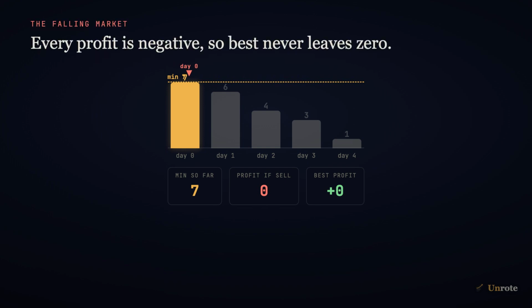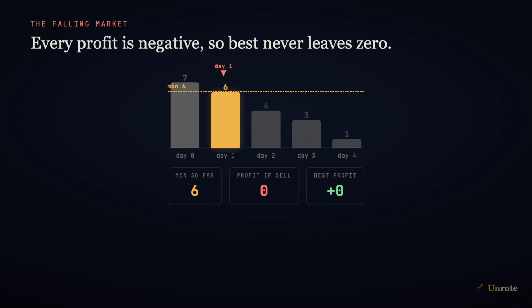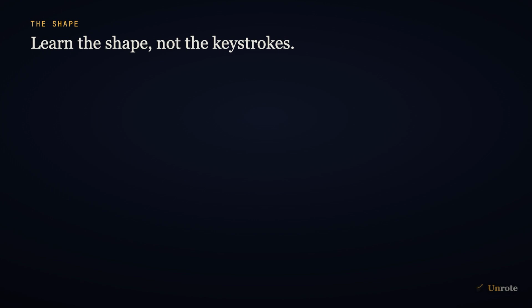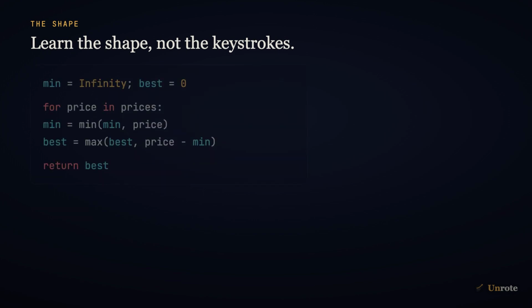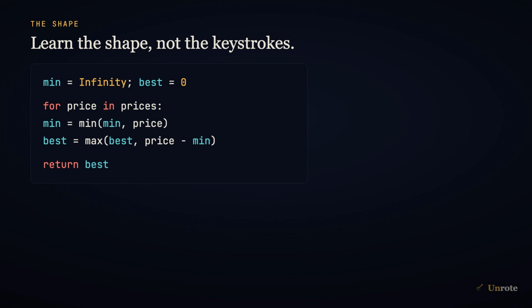And the falling market? Watch the cheapest day keep sliding forward while every profit comes out negative. The best profit never leaves 0. The algorithm quietly tells you, don't buy. Here's the shape worth remembering. Set the minimum to infinity and the best to 0. For each price, update the minimum, then update the best with price minus minimum.